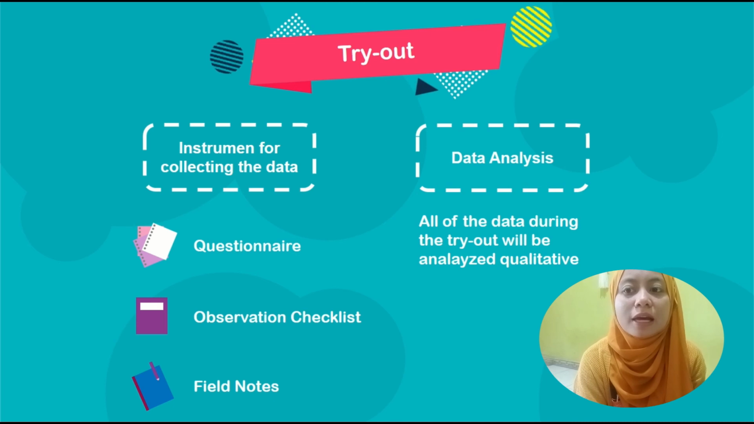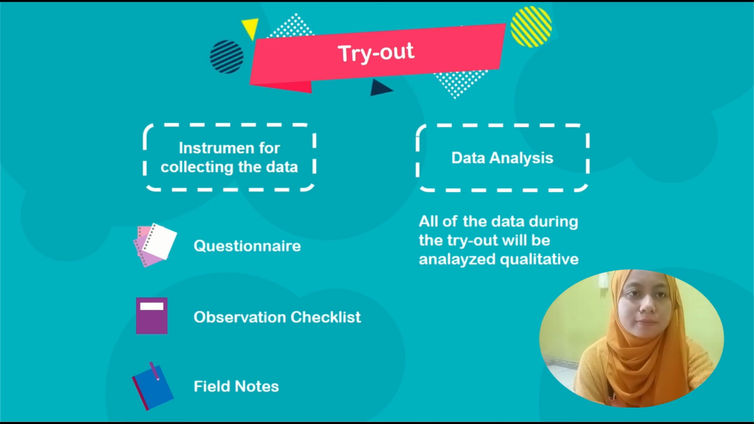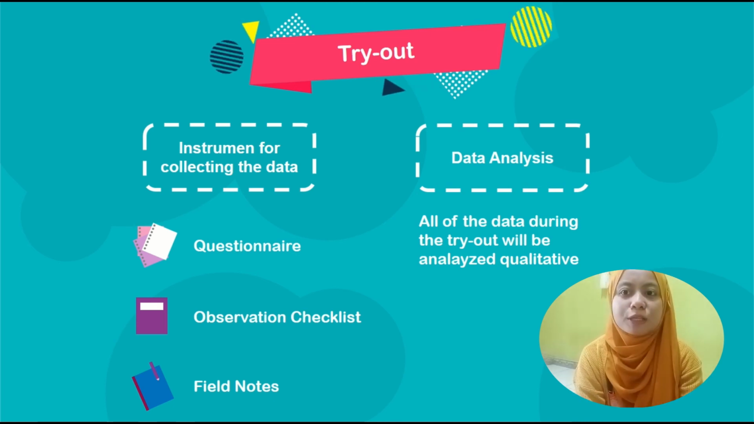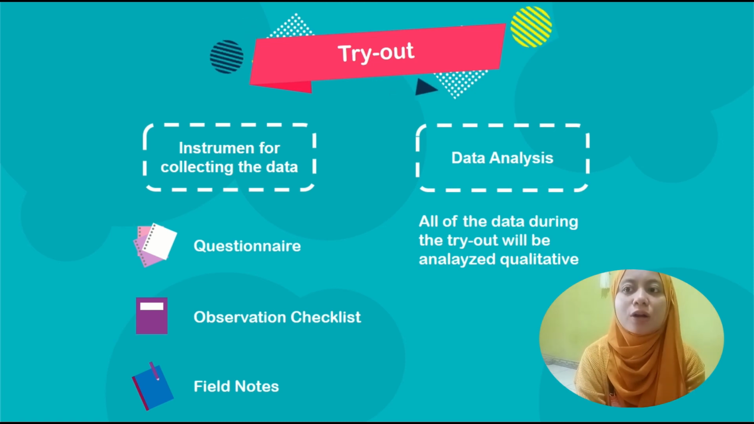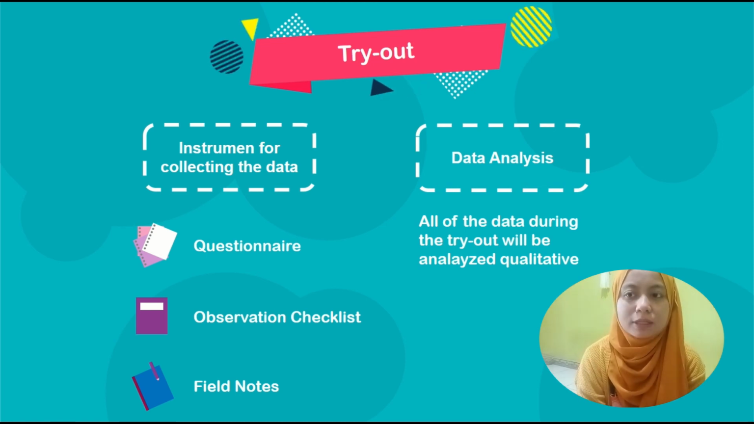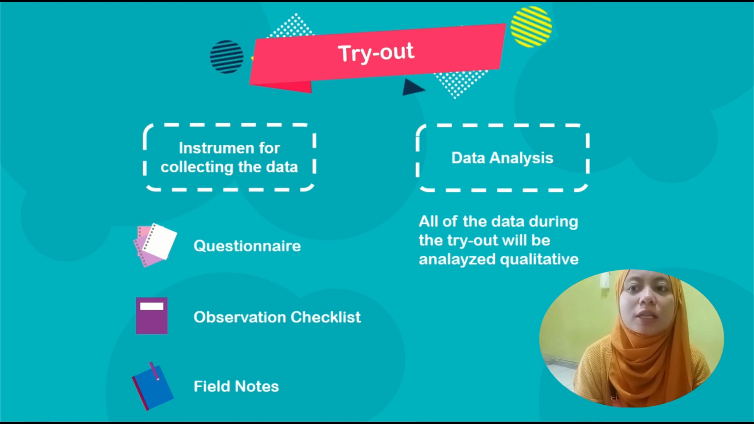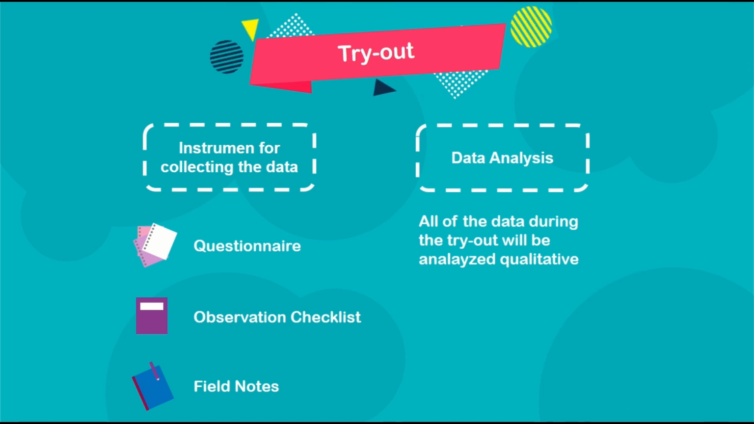And then observation checklist. Observation checklist is based on the mechanism of the tryout. It is used to observe the situation and condition during the tryout. And then field note. The last instrument is field note. Field note is used to write some findings during the tryout. It can be the student's behavior during the teaching learning in the class or the problem during the ongoing research.